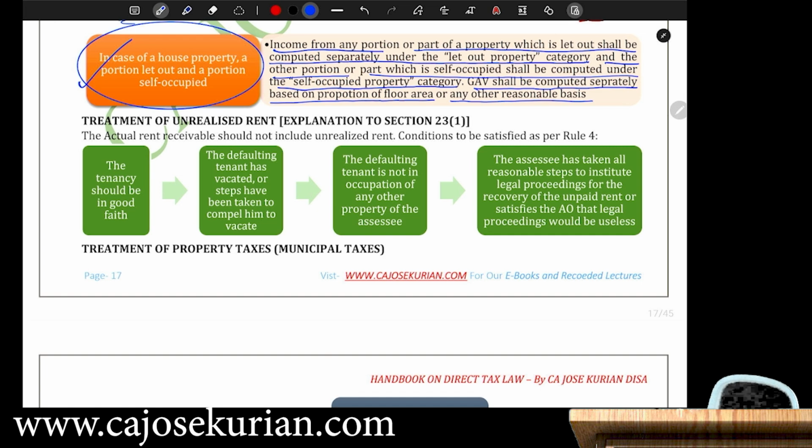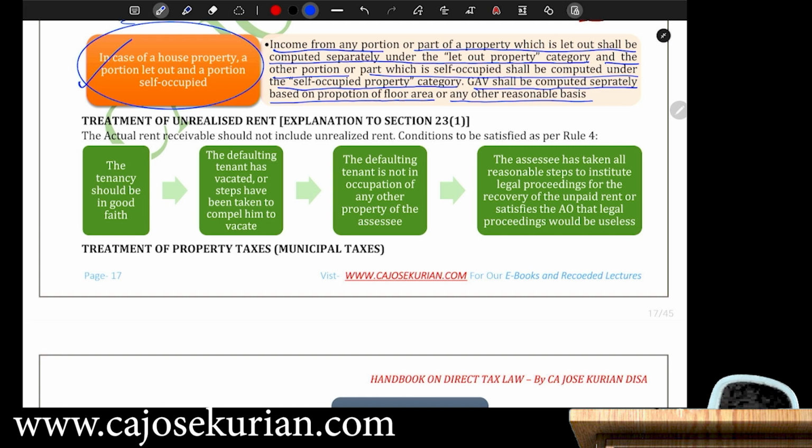What is point number 3? Defaulting tenant is not in occupation of any other property of the assessee. That person should not occupy any other property of the assessee. If he occupies, then you may adjust the rent with the other property, and there is a possibility to deceive the income tax department. So the defaulting tenant should not occupy any other property of the assessee. Are you with me? Then what is the last point?